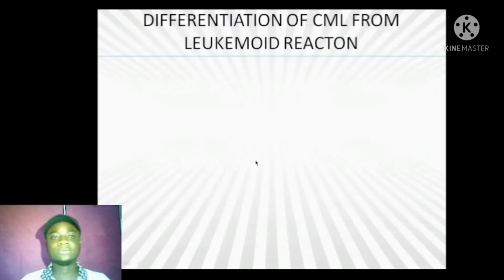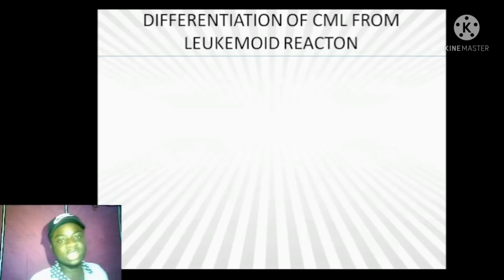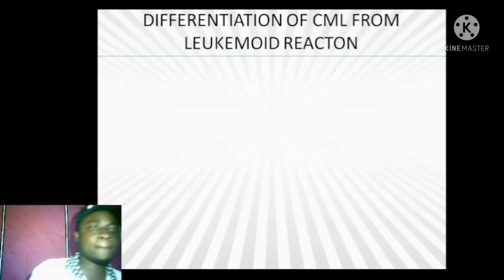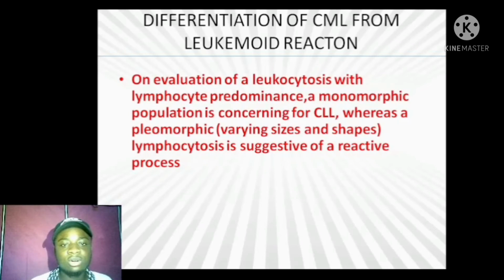Very, very important. So, differentiation of chronic myeloid leukemia from leukemoid reaction. In my first video I spoke about leukemoid reaction, which is not actually leukemia, but in leukemoid reaction there is also excess production of WBC, so there's leukocytosis. So how will you differentiate chronic myeloid leukemia from other reactive causes like leukemoid reaction? On evaluation of a leukocytosis with lymphocyte predominance, a monomorphic population is concerning for chronic lymphoid leukemia, whereas a pleomorphic lymphocytosis, that is varying sizes and shapes, is suggestive of a reactive process.